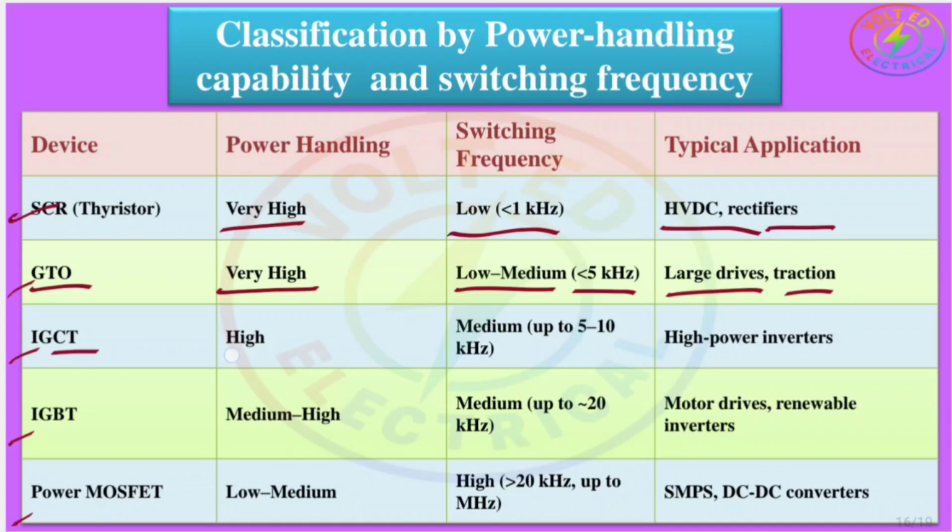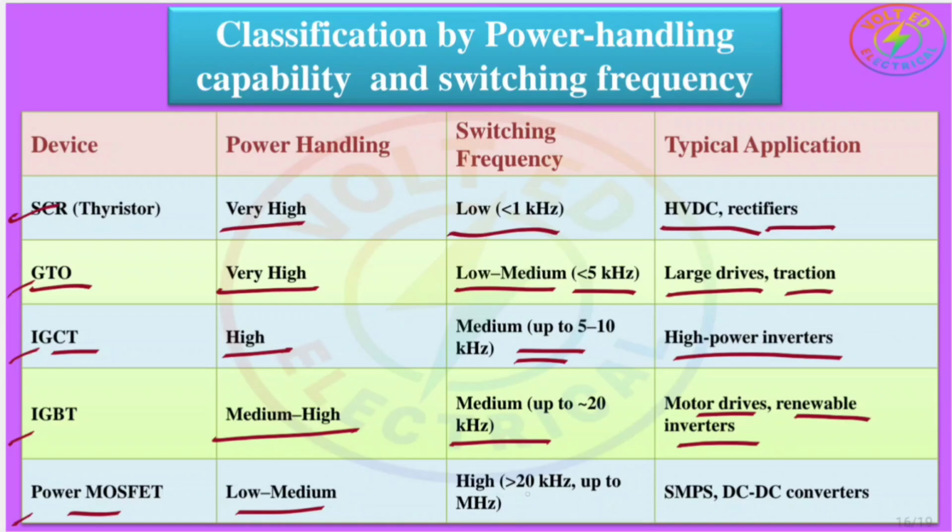IGCT, the power handling capacity is high, but the switching frequency is medium, up to 5 to 10 kHz. The application of this IGCT is in high power inverters. And IGBT is medium to high, up to 20 kHz, in motor drives and renewable energy inverters. Then power MOSFET, low to medium power, with switching frequency greater than 20 kHz up to megahertz. Its switching frequency is very high, and its application is in SMPS and DC to DC converters. So if we compare these devices, SCR has very high power handling capacity but frequency is low.